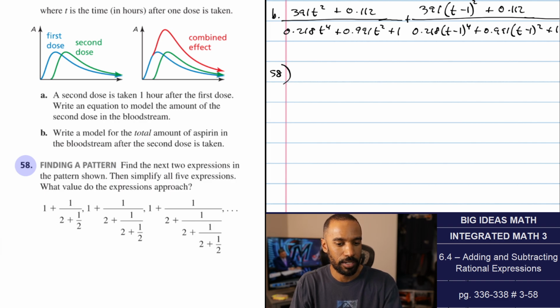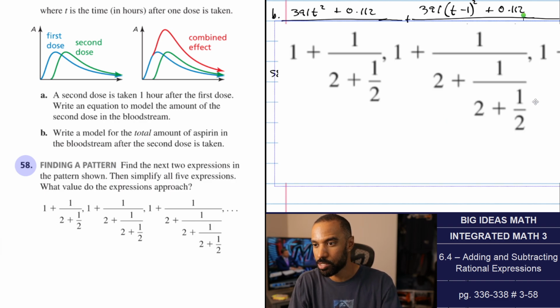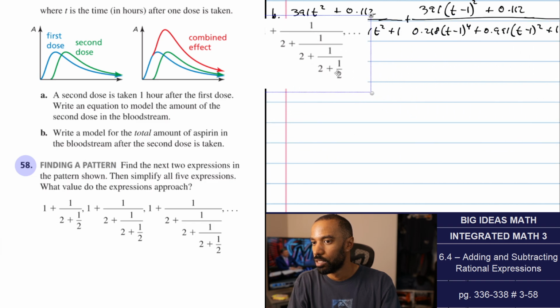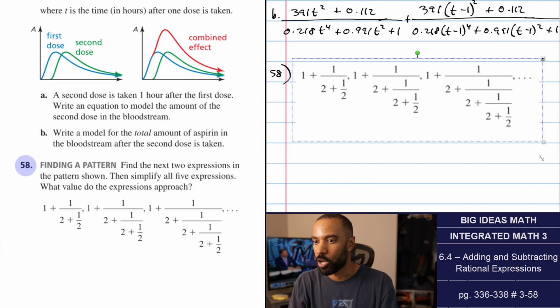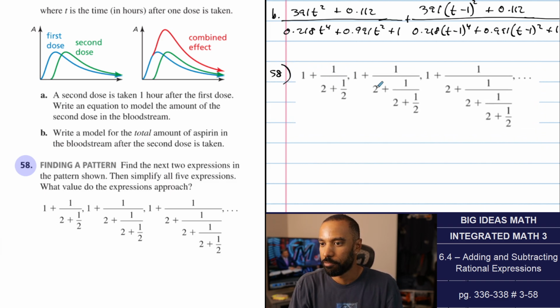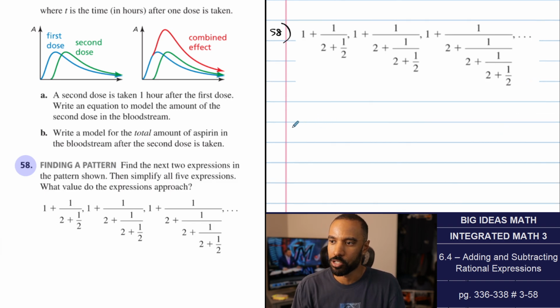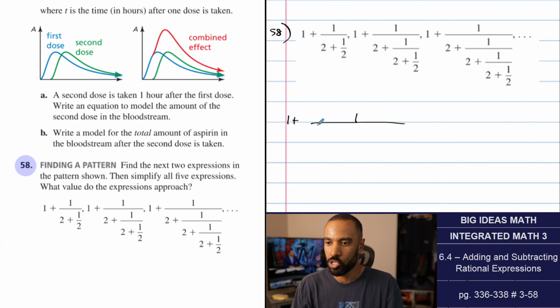So this one begins... Find the next two expressions. This is the first, that's the second, that's the third. The fourth, there's clearly a 1 plus, and it's 1 over something. What you can see here is we start with a 2, and first it was 1 over 2. Now it's 1 over 2 plus 1 over 2. So it's a repeat of 1 over 2, but you add a 1/2 to the 1 over 2.